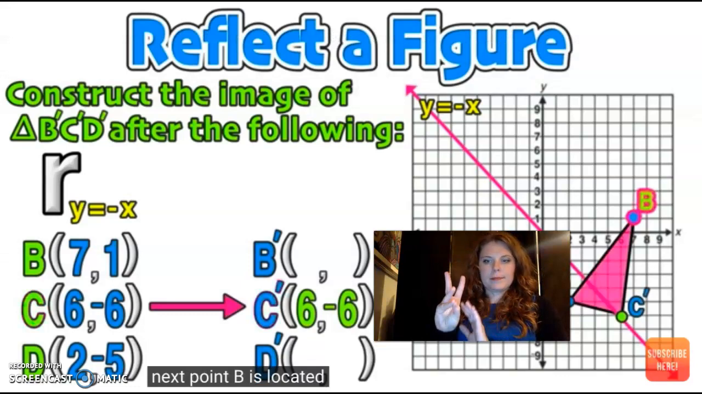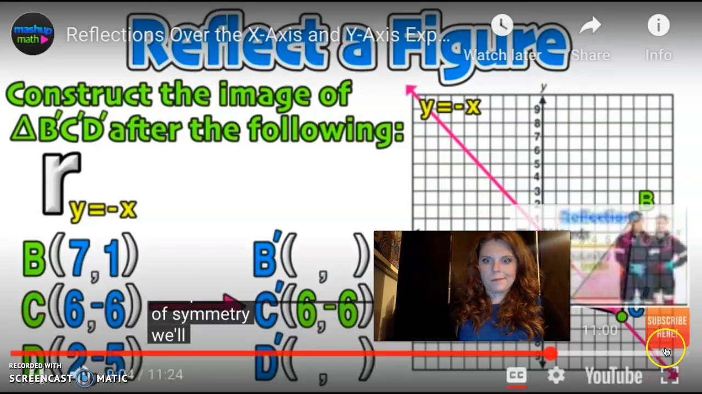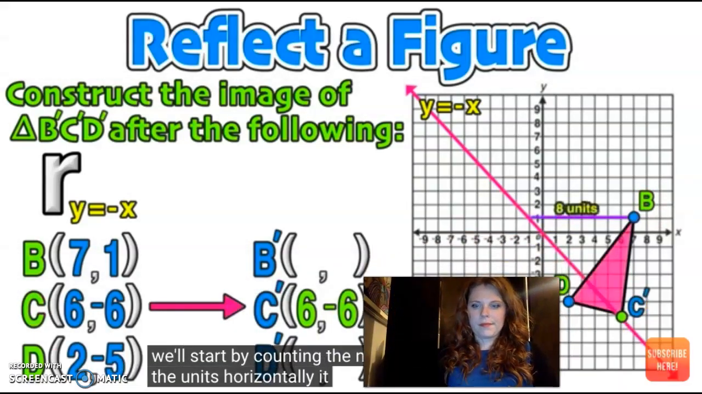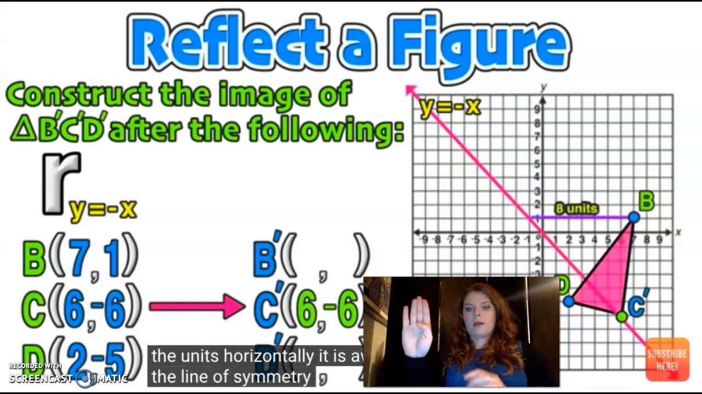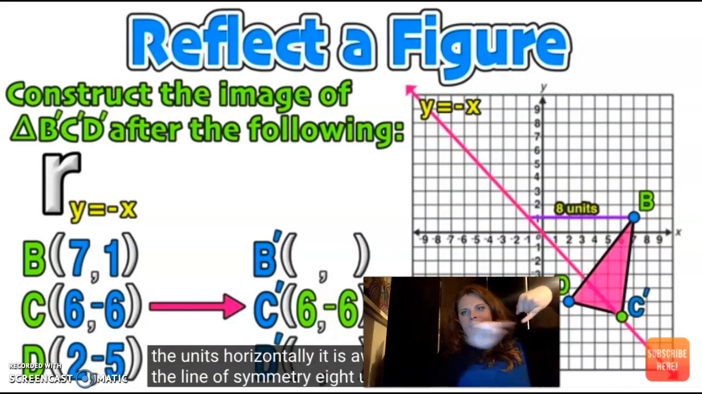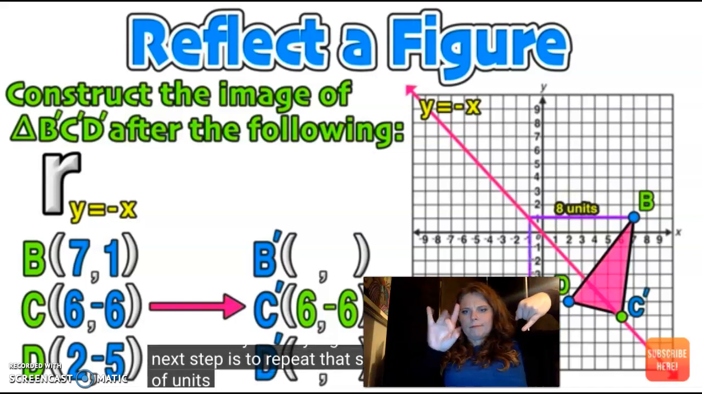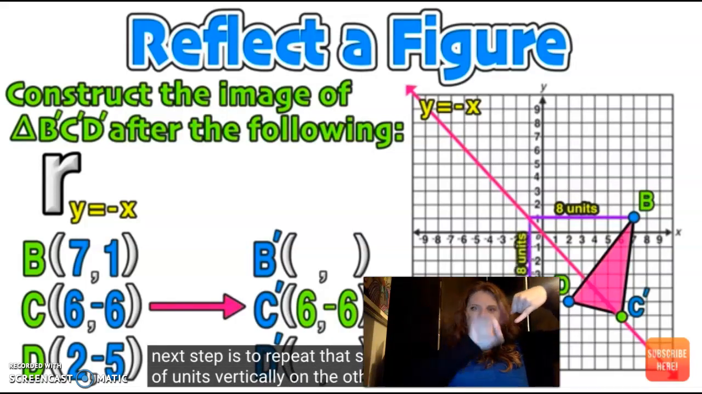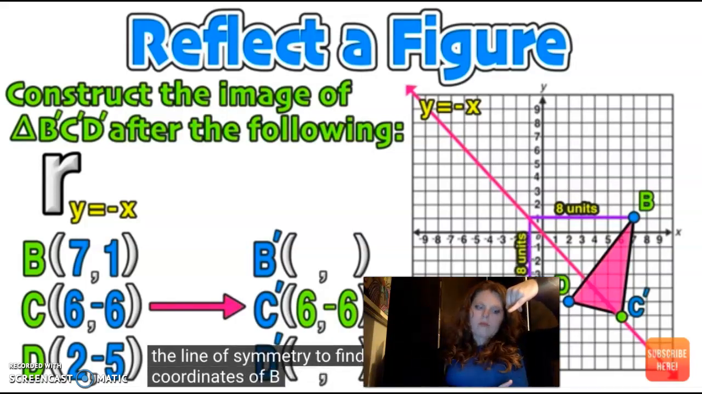Next, point B is located above the line of symmetry. We'll start by counting the number of units horizontally it is away from the line of symmetry, 8 units. The next step is to repeat that same number of units vertically on the other side of the line of symmetry to find the coordinates of B prime.